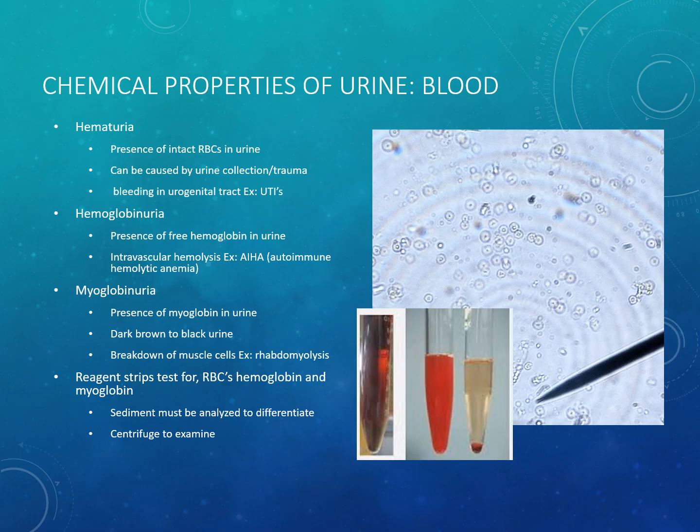On the reagent strip, there is a square labeled blood. This square can pick up the presence of red blood cells, hemoglobin, and myoglobin. So certain things must be done to the sample, like centrifugation and examining the actual urine sediment under a slide to tell what it's testing positive for. It can be hematuria, or the presence of intact red blood cells, so whole cells.